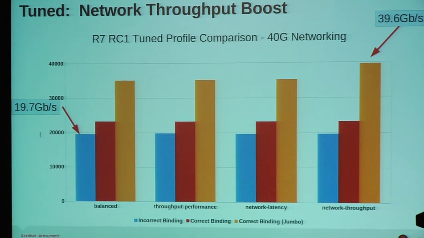The groups of columns are different TuneD profiles, so if you're looking for 40 gig, most likely you're going to want to use the network-throughput profile. And if you can, jumbo frames. You can see there's a huge hit without jumbo frames. We're bottlenecked on the CPU at that point. If I had Haswell or Ivy Bridge, that number would have been higher. This is a Sandy Bridge system.